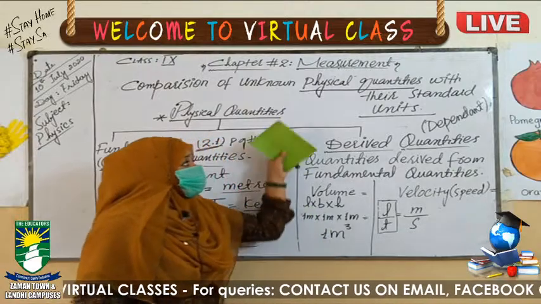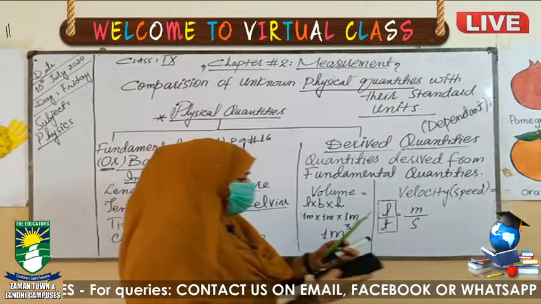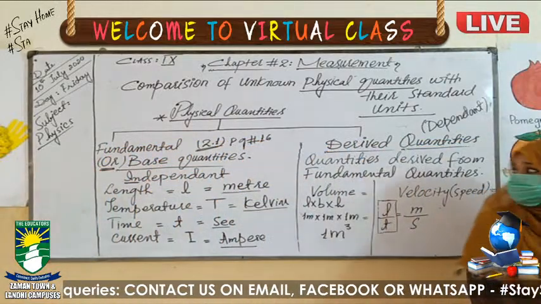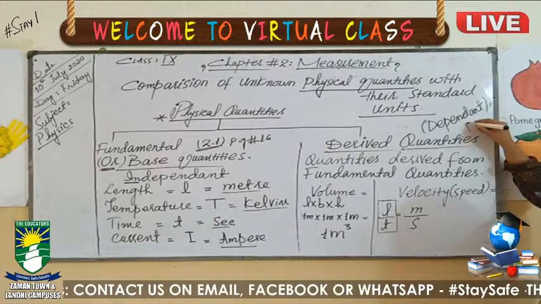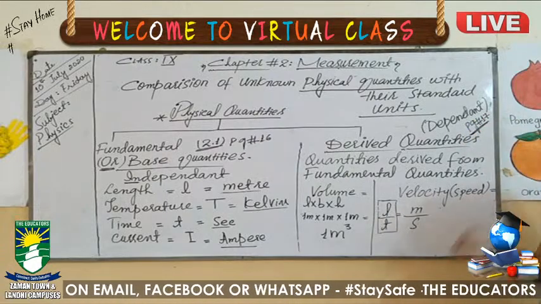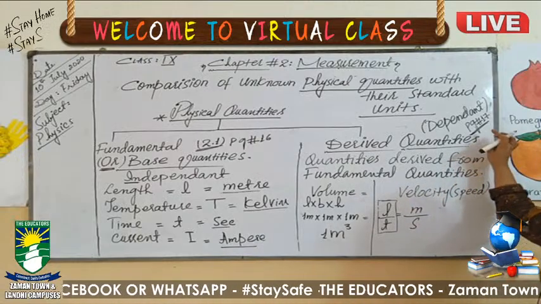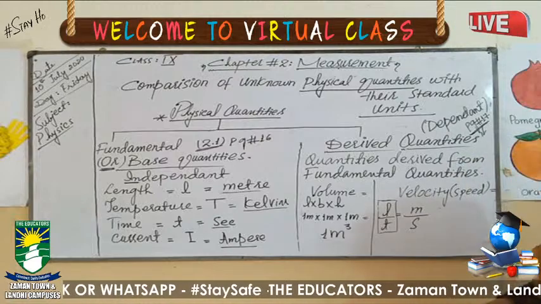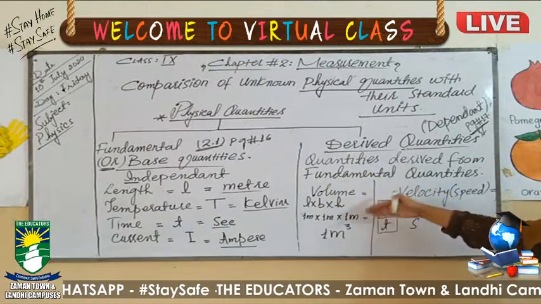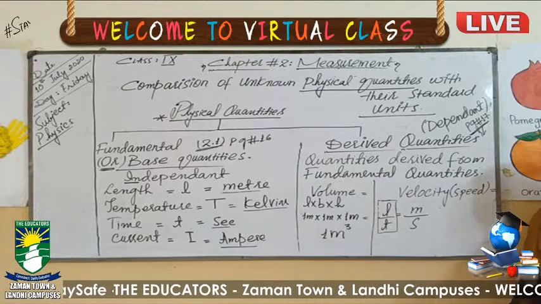Okay, there is a table of derived quantities. It's on page number 17. You can see the table on page number 17 of derived quantities. The table number is not mentioned in your book, that's why I'm not telling you. There are 7 derived quantities you can see.